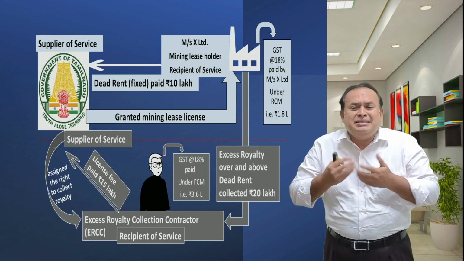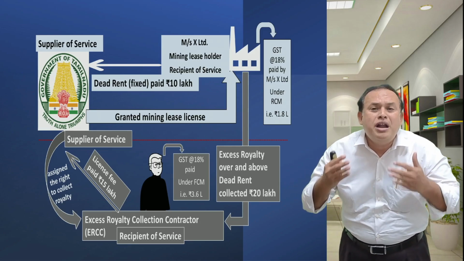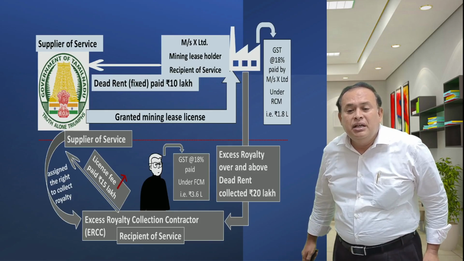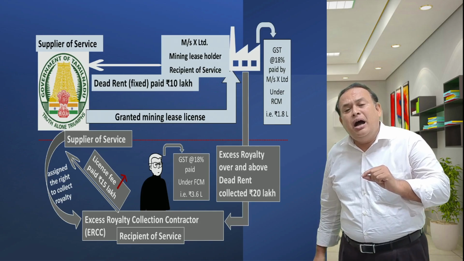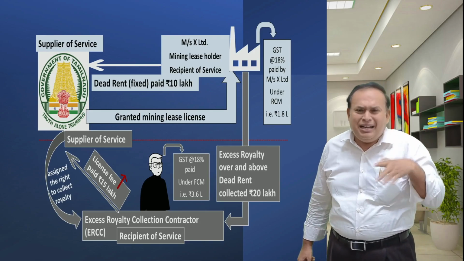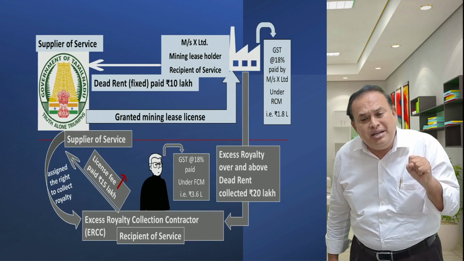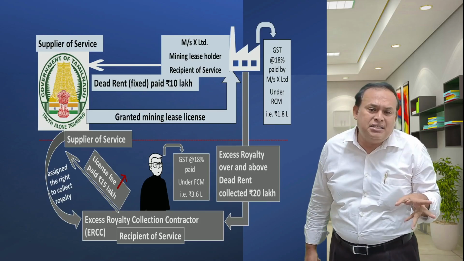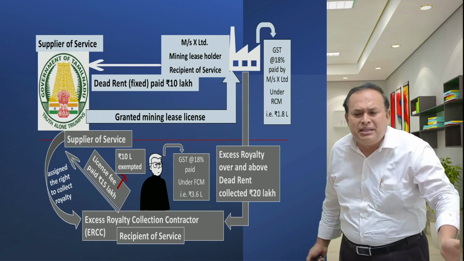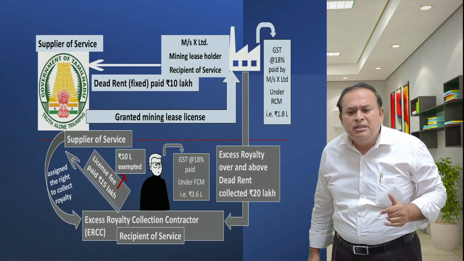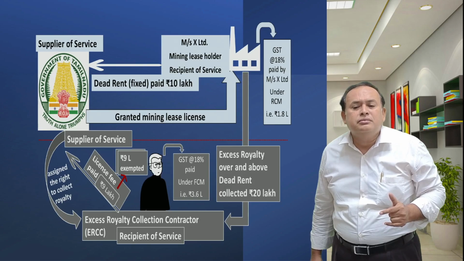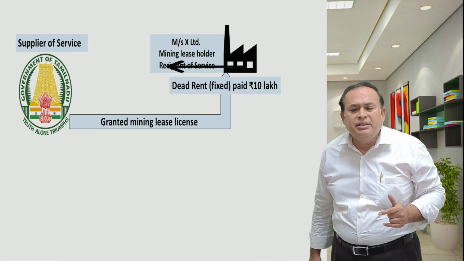Suppose the excess royalty collected by ERCC over and above the dead rent is 20 lakhs, and the other way around, the fee paid to the state government by ERCC, instead of 15 lakhs, is 10 lakhs. Then 10 lakhs is exempted. Why is 10 lakhs exempted here? I will say, now this will be the best way of presentation.